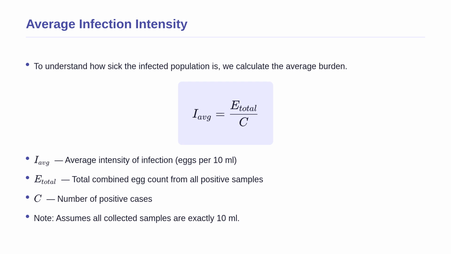E total is the massive combined pool of all eggs counted from every positive patient. C is the number of positive cases. Because field teams often collect exactly 10 milliliters of urine from each child, the volume is already standardized, saving us a step. An increase in total eggs means the average child is suffering a much heavier parasite load.